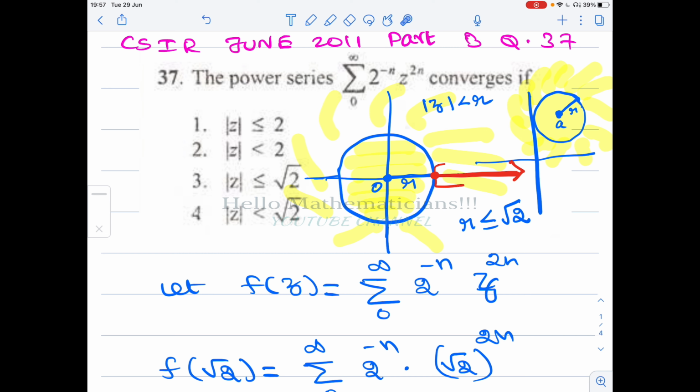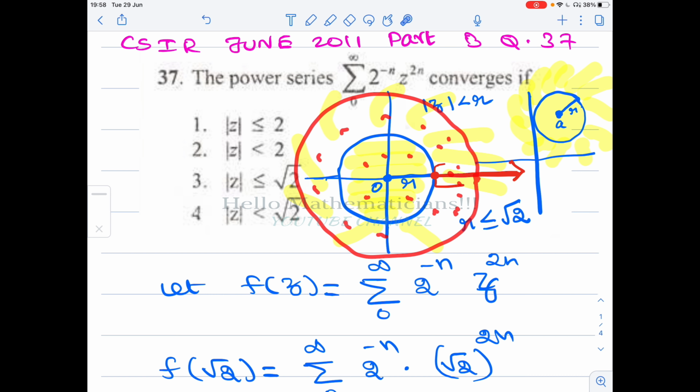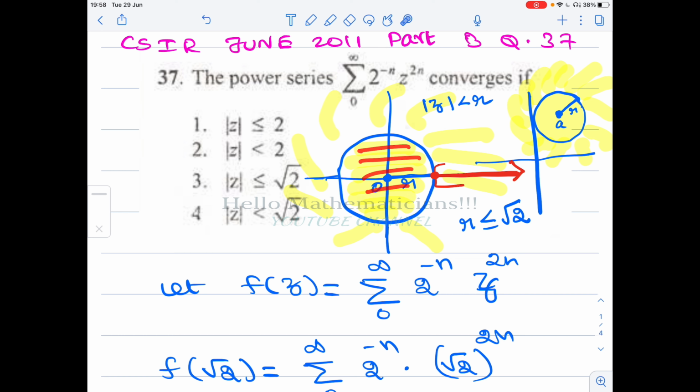So if you draw a circle of radius 2, it will be like this. Okay. So they are saying that the given power series converges inside here, but what we just saw is the given power series converges here only. Okay, but this region contains some points outside this region also. Therefore, this option is wrong. Okay, why? Because r is less than or equal to root 2.